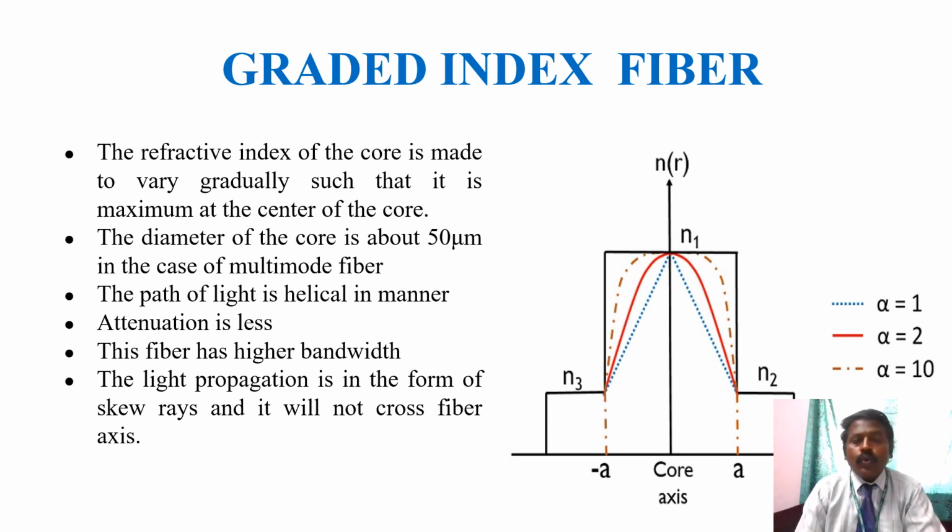The diameter of the core is about 50 micrometer in the case of multimode fiber. The path of light is helical in nature. Then the attenuation is very less. The fiber has higher bandwidth, and the light propagation is in the form of skew rays, and they will not cross the fiber axis. These are all the parameters or characteristics of graded index fiber.